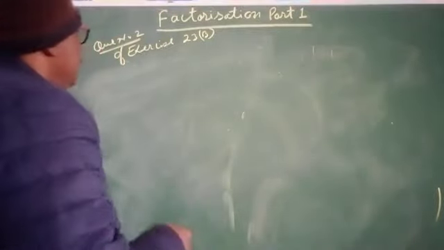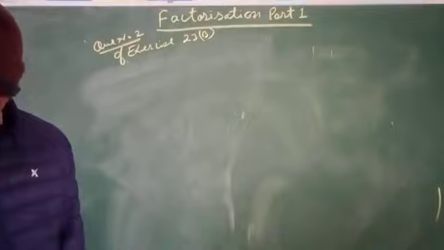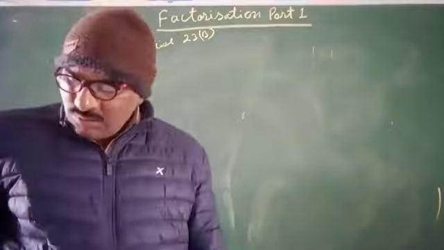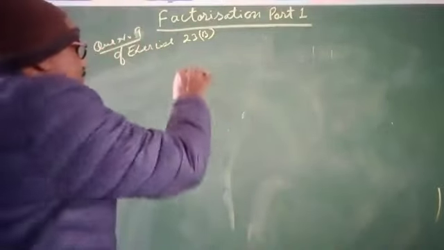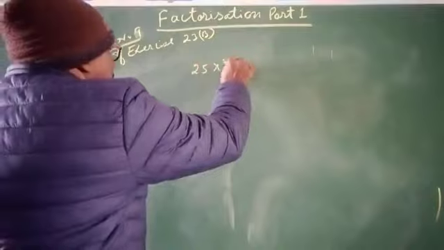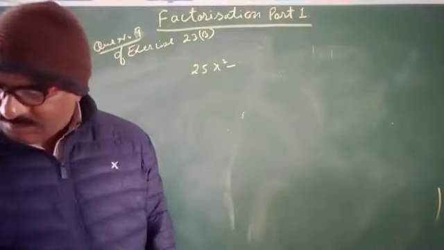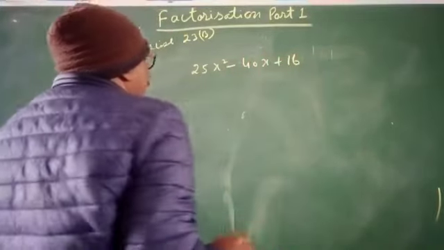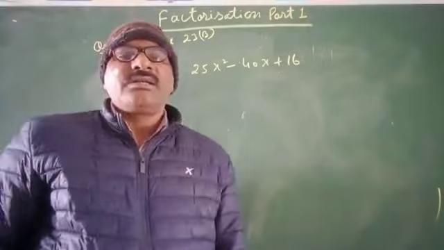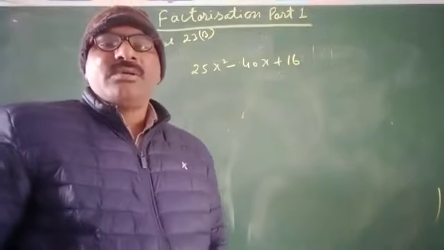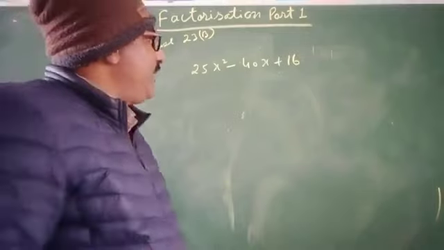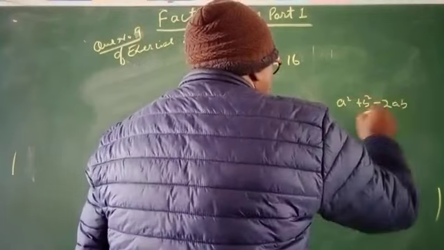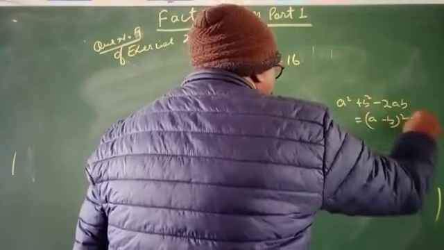Question number 9. Factorise 25x square minus 40x plus 16. Dear students, as you see here, this question can be solved by the identity a square plus b square minus 2ab equals a minus b whole square.